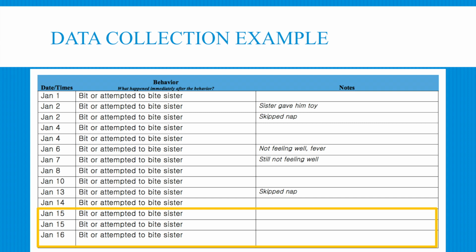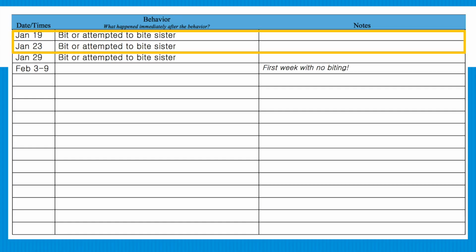At this point, Joey's parents felt like the behavior support plan was not working, and they were ready to give up. Joey was still biting and attempting to bite his sister, and his parents were feeling very frustrated. But when they looked more closely, they were able to see that their son was actually biting and attempting to bite his sister less frequently during the last 3 weeks. By focusing on the data and not just their feelings, they decided the behavior plan was helping to improve Joey's behavior, so they decided to stick to the plan a few more weeks.